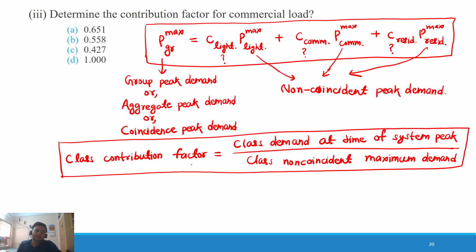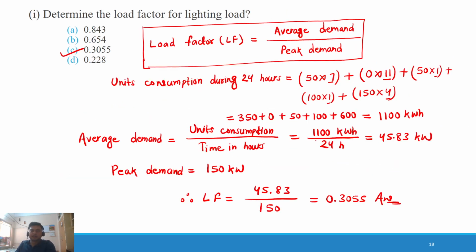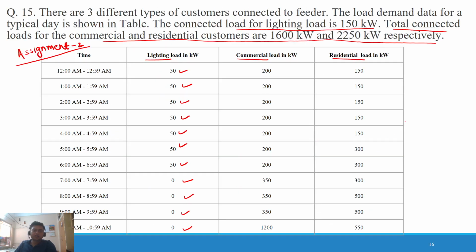For this formula, we need to find out the aggregate peak demand. The numerator is the class demand at time of system peak. So first we need to find the aggregate peak demand or group peak demand. So let us find out the group peak demand for different time durations, and the unit is kilowatt.